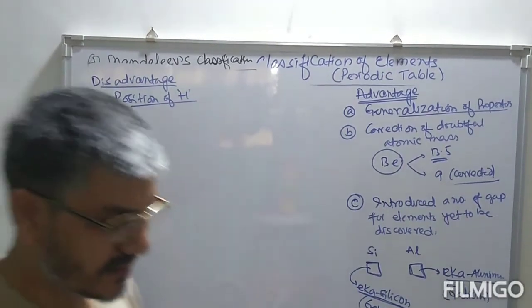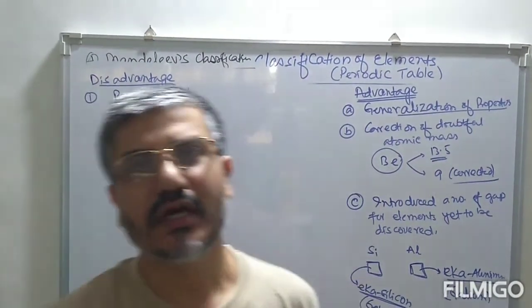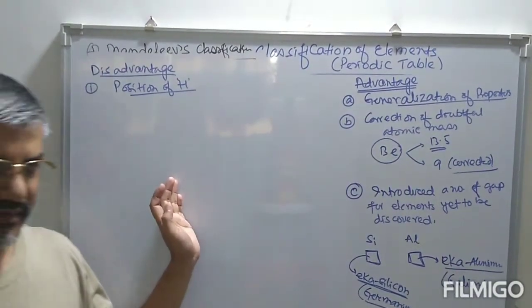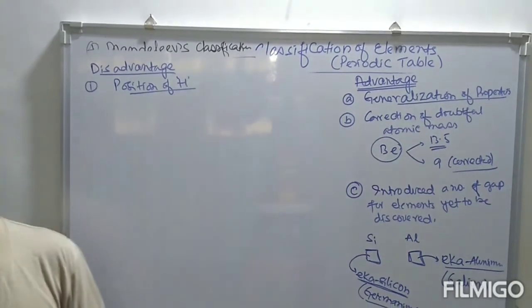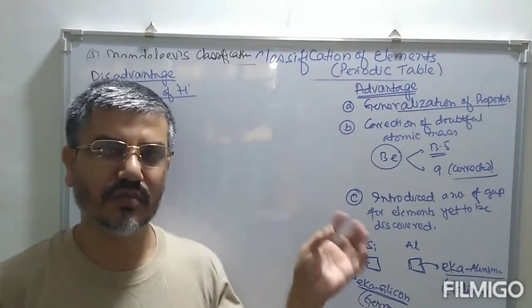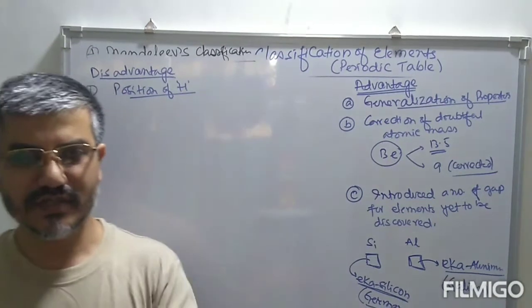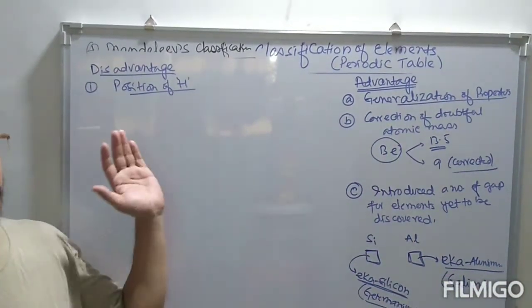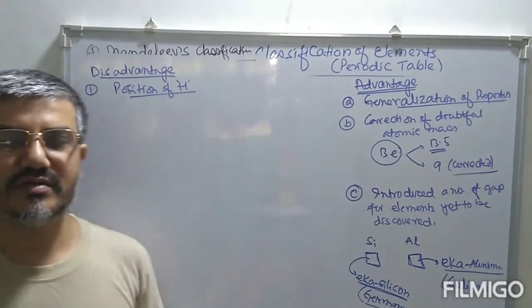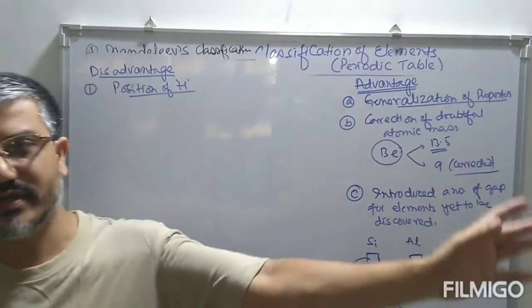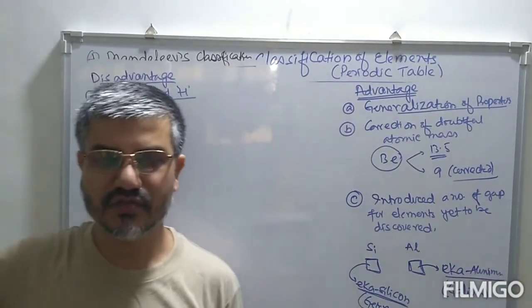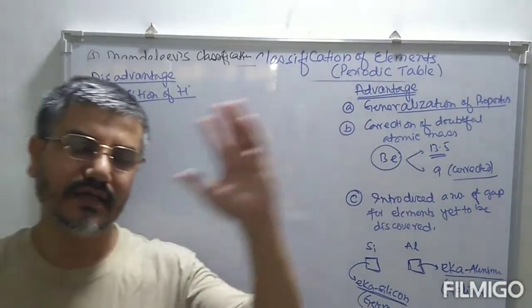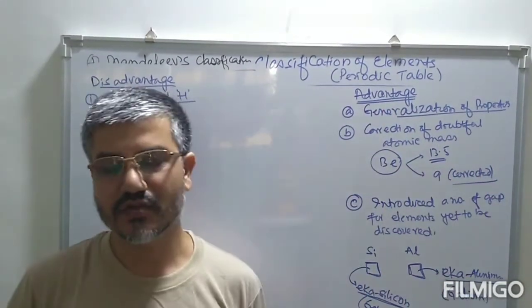The first, the lightest and the simplest element, hydrogen. Normally, hydrogen is placed along with group 1. But when we look at the properties of hydrogen, it shows properties similar to those of group 1 as well as group 17. Now the question is why it should be placed along with group 1, why not along with group 17, or why it cannot be placed with group 17.